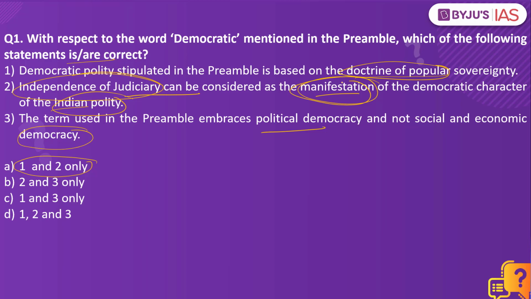Now the third statement says the term used in the preamble embraces political democracy and not social and economic democracy. This is a wrong statement. Why? When we speak about the preamble, it not only embraces political democracy, but it also has in it social and economic democracy. What do we mean by it? When we speak about the preamble, yes, we have given the people the right to vote. They go and cast their vote in the elections. You also have periodic elections as well. All this is part of political democracy.